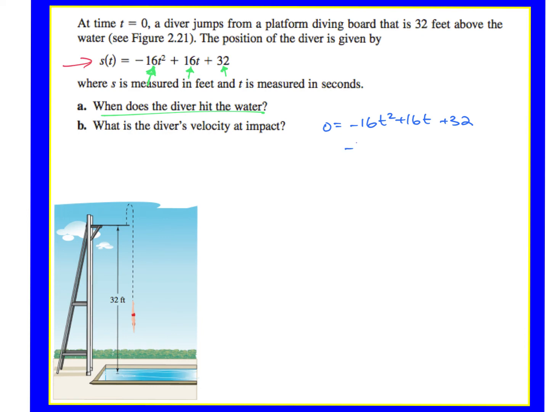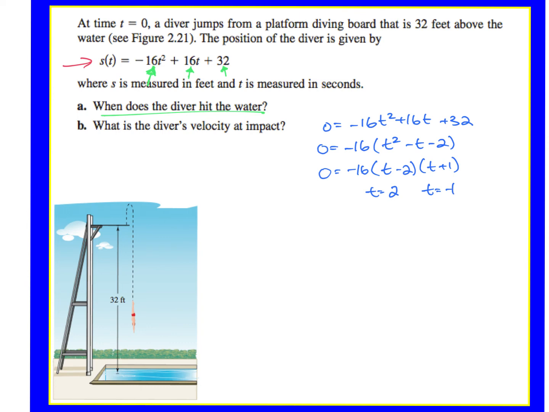This one plays really nice. So I'm going to factor out a negative 16. So now I'm left with t squared and then minus t and then minus 2. Love it. And then I can factor that some more. And what am I left with? T minus 2 and t plus 1. So I end up getting t equals what? 2 and t equals negative 1.